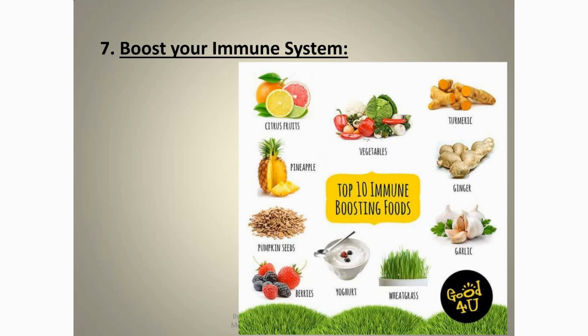And eat food that can boost your immune system. Because a good immune system improves cardiovascular health. It lowers the blood pressure. It helps in controlling body weight and protects against a variety of diseases. Here you can see the top 10 immune boosting foods. It includes citrus fruits, vegetables, turmeric, pineapple, ginger, pumpkin seeds, berries, yogurt, green vegetables, and garlic.